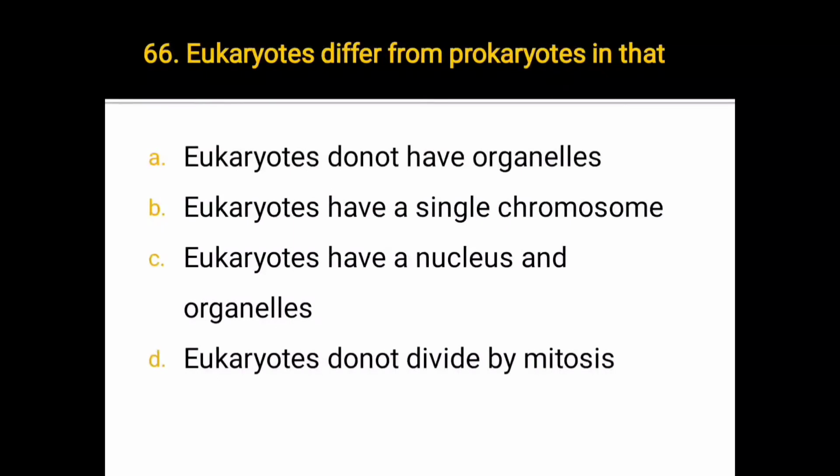Eukaryotes differ from prokaryotes in that: A. Eukaryotes do not have organelles, B. Eukaryotes have a single chromosome, C. Eukaryotes have a nucleus and organelles, D. Eukaryotes do not divide by mitosis. The correct answer: C. Eukaryotes have a nucleus and organelles.